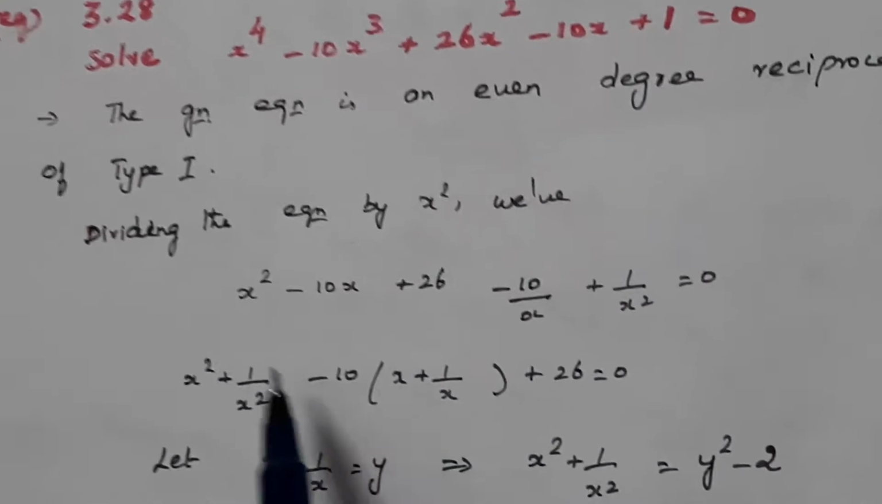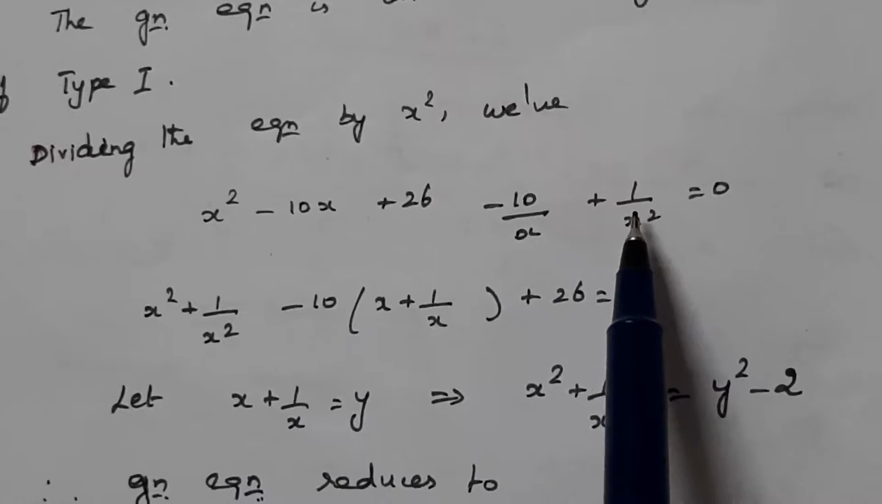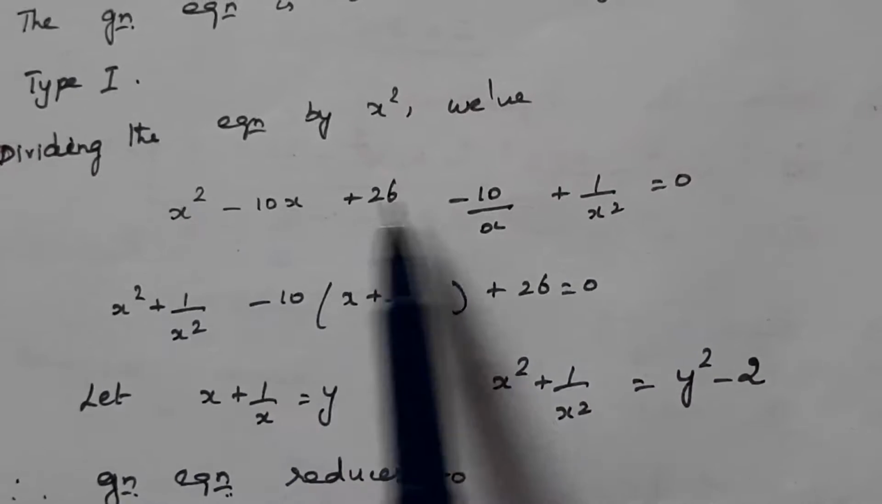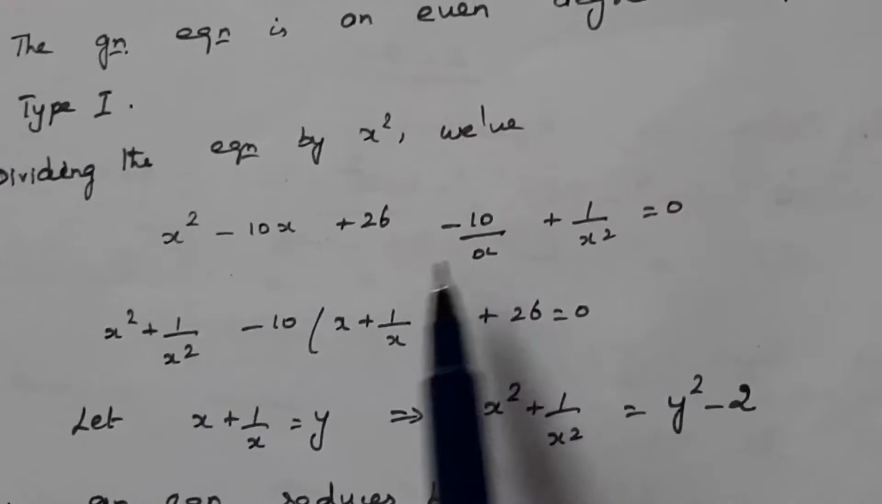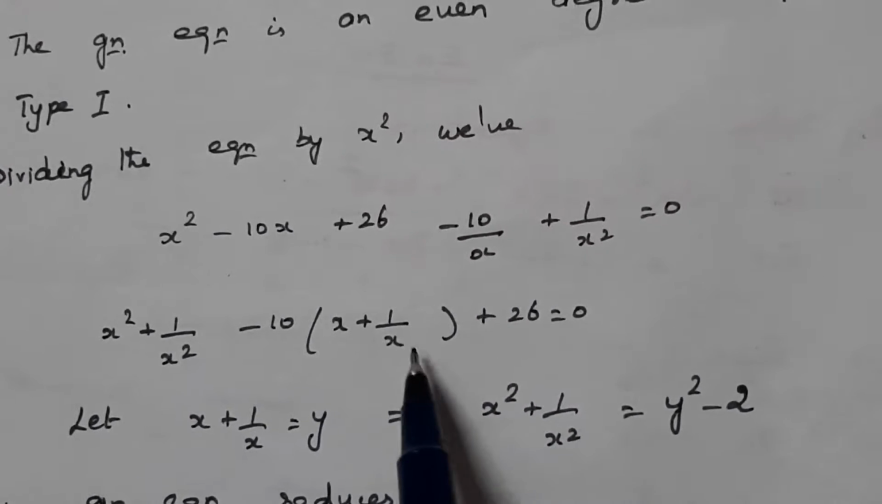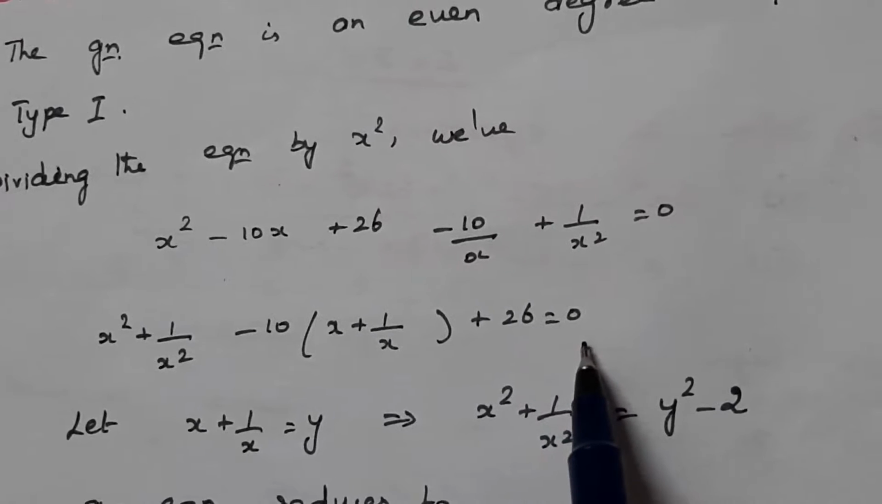Then you have to group the terms with the common coefficients. So x squared and plus 1 by x squared will be grouped, and then minus 10x minus 10 by x will be grouped as minus 10 into x plus 1 by x, and plus 26 is equal to 0.